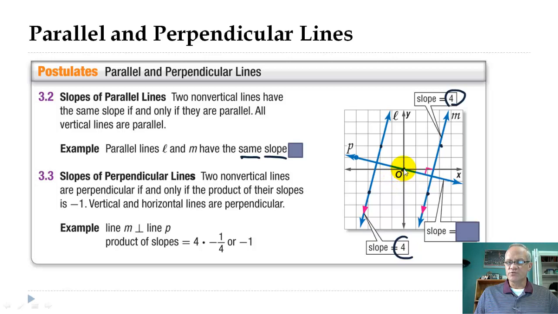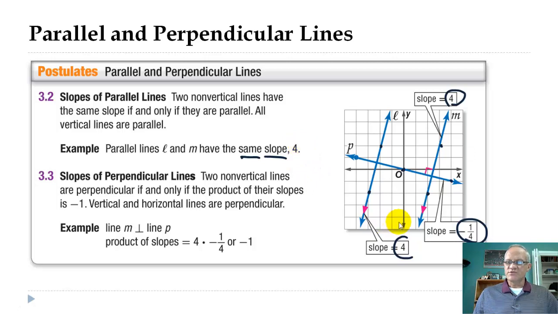So here's a point, it goes right through 0, and here's another point down here. So it's going to go down 1, 2, 3, 4 to the right. So it went down 1 and 4 to the right means its slope is negative 1/4. Okay, watch this one go away now.